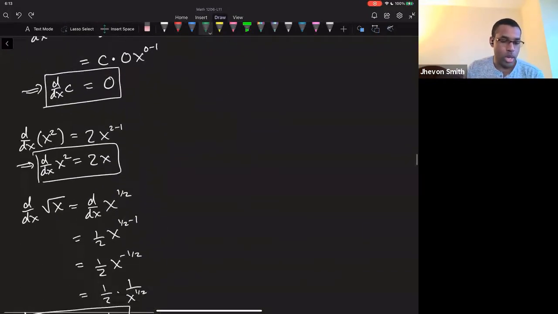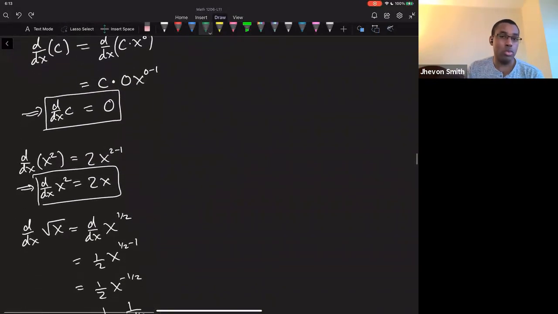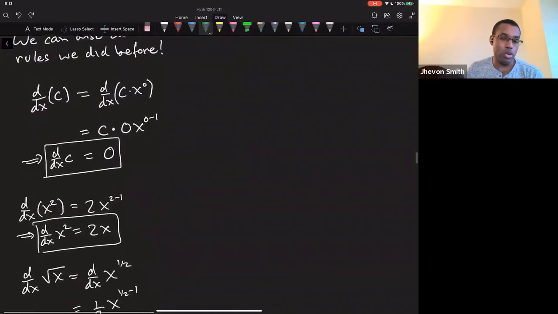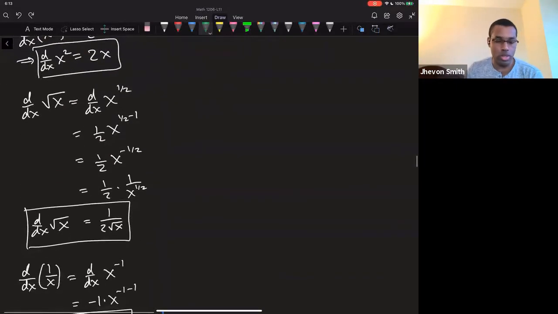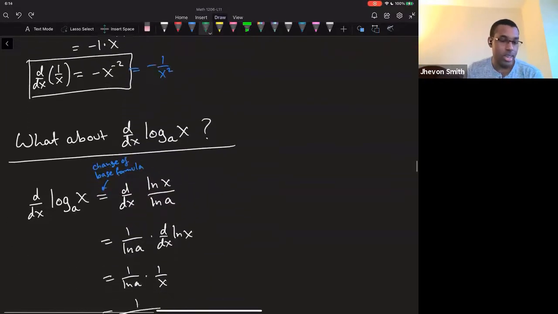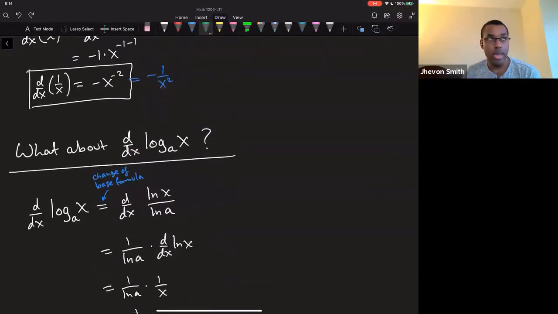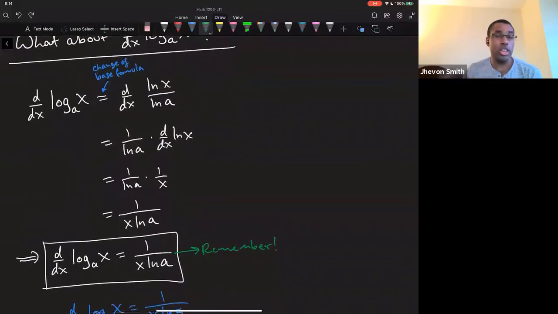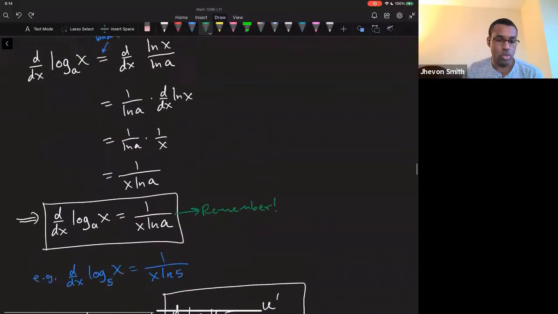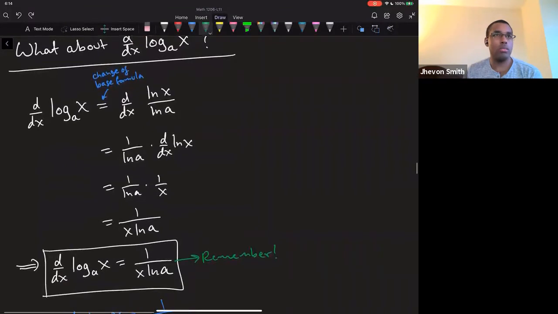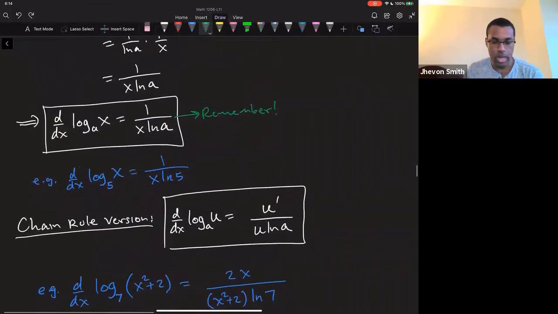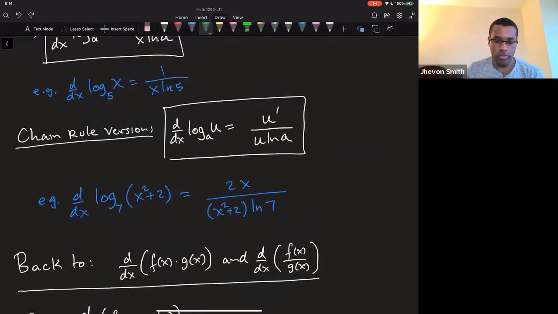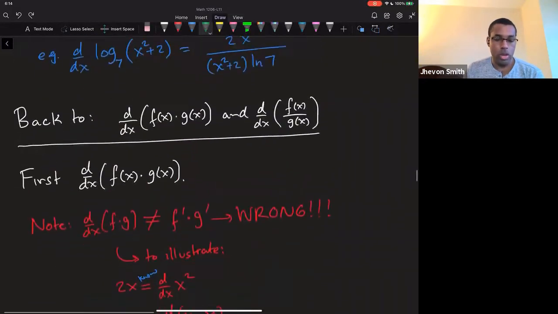So that was cool. We actually use that rule to derive a lot of the rules that we did previously. So you can actually use the power rule to figure out the derivative of a constant was 0, the derivative of x was 1, the derivative of radical x was 1 over 2 radical x. Derivative of 1 over x is minus 1 over x squared. You can use the power rule to derive all of that. We also learned how to differentiate general logarithms by using the change of base formula. So that's rule 5 in the laws of logarithms that I gave you guys on the first day. And of course, there's the chain rule version. And we did some examples.